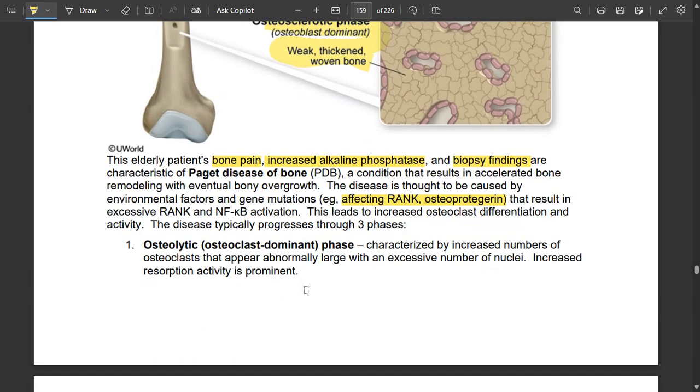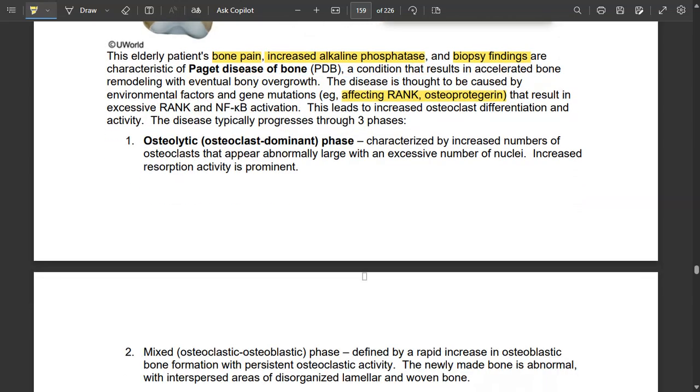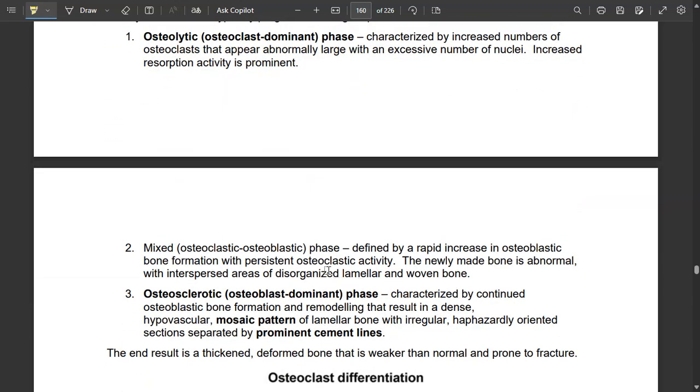The disease typically progresses through three phases. The osteolytic phase is characterized by an increased number of osteoclasts that appear abnormally large with an excessive number of nuclei. Increased resorption activity is prominent. The mixed phase shows a rapid increase in osteoblastic bone formation with persistent osteoclastic activity. This new bone is abnormal, with interspersed areas of disorganized lamellar and woven bone.